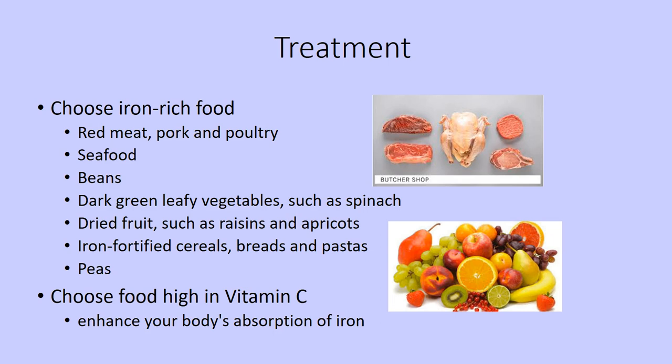So choose food high in vitamin C. This allows the body to actually absorb the iron. When I read this, it made me think of vitamin D and calcium. The two together make it absorb better and work more efficiently. This is the same thing. Vitamin C and iron together actually make the iron work better.